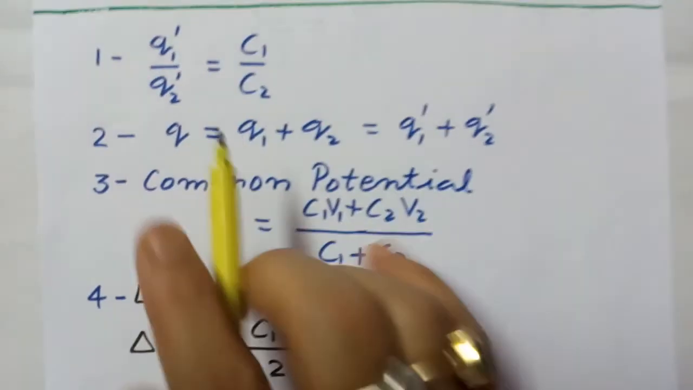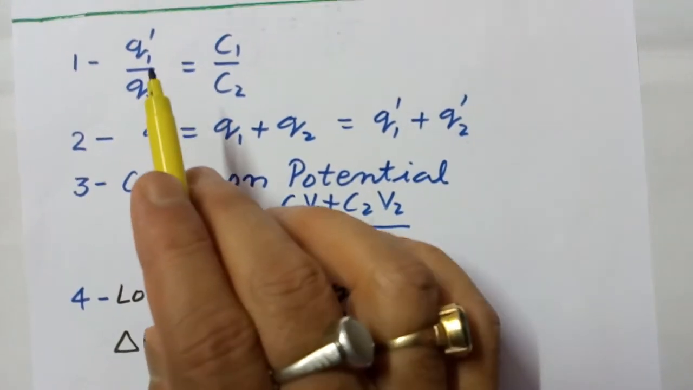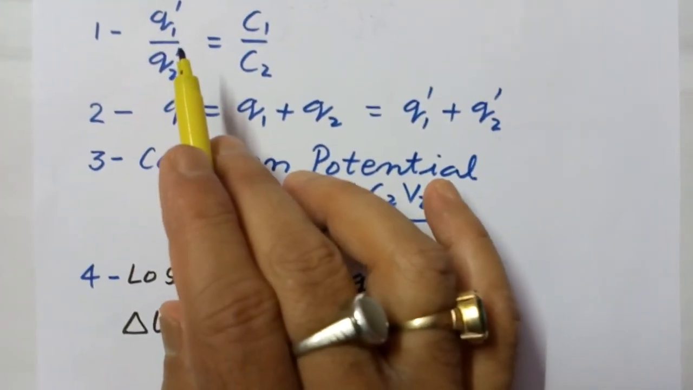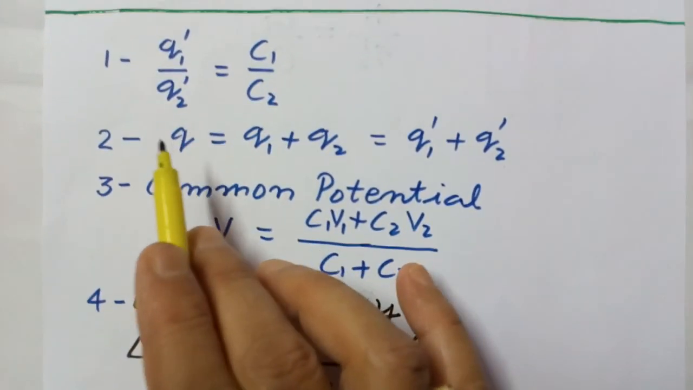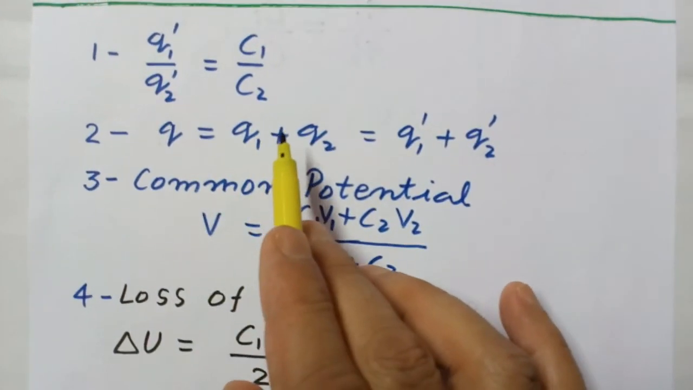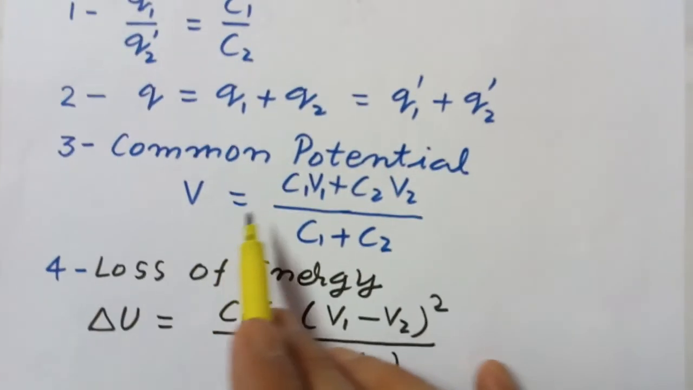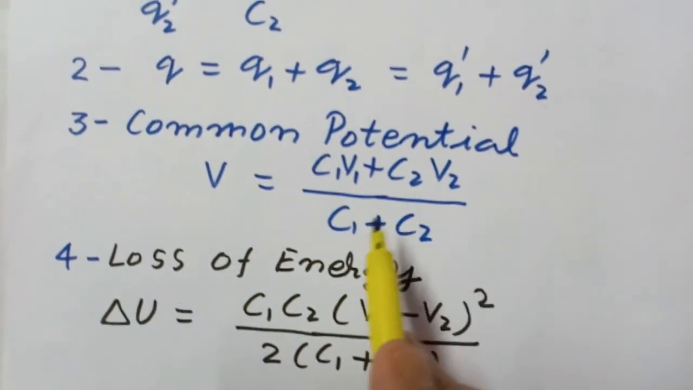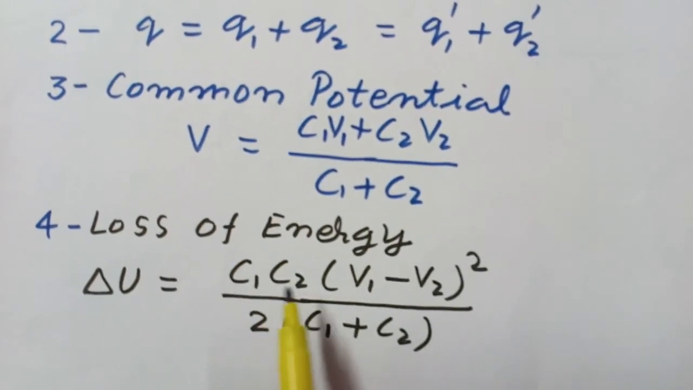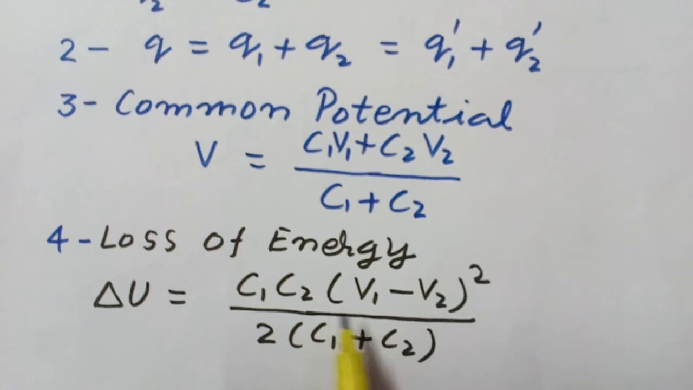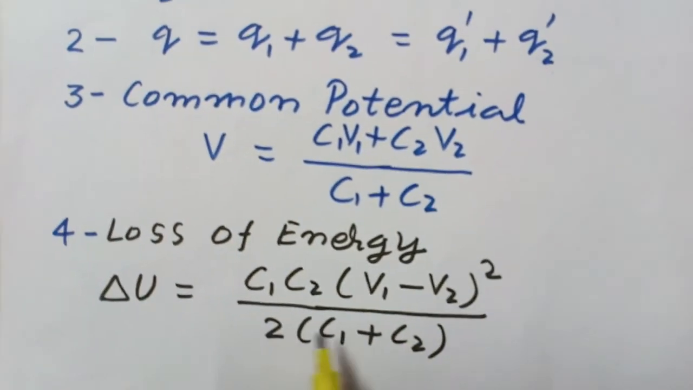Let us have a quick review. Q1 dash upon Q2 dash, the ratio of charges after redistribution, is equal to C1 by C2. Net charge Q is equal to Q1 plus Q2, and this is equal to Q1 dash plus Q2 dash. Common potential V is equal to C1 V1 plus C2 V2 upon C1 plus C2, and loss of energy delta U is equal to C1 C2 bracket V1 minus V2 bracket closed whole square divided by 2 C1 plus C2.